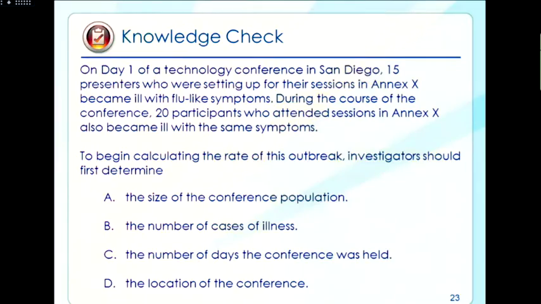So let's pause for a knowledge check. On day one of a technology conference in San Diego, 15 presenters who were setting up for their sessions in Annex X became ill with flu-like symptoms. During the course of the conference, 20 participants who attended sessions also in Annex X became ill with the same symptoms. To begin calculating the rate of this outbreak, investigators should first determine which of the following. The correct answer is B, the number of cases of illness.